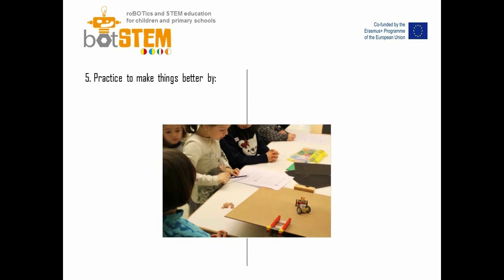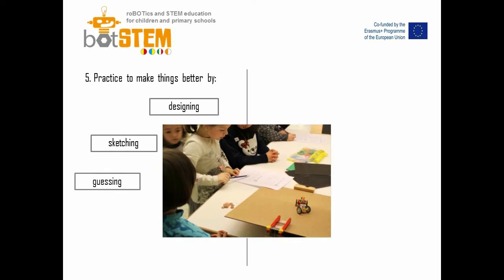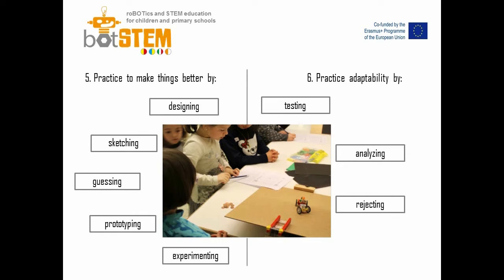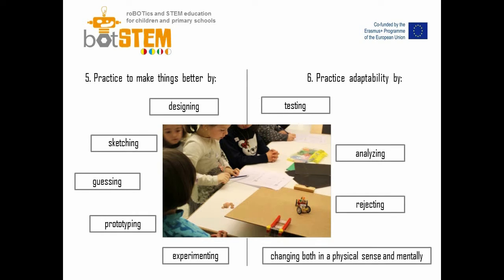Kids also practice making things better by designing, sketching, guessing, prototyping, and experimenting, and finally, they practice adaptability by testing, analyzing, rejecting, and changing in a physical and in a mental sense.